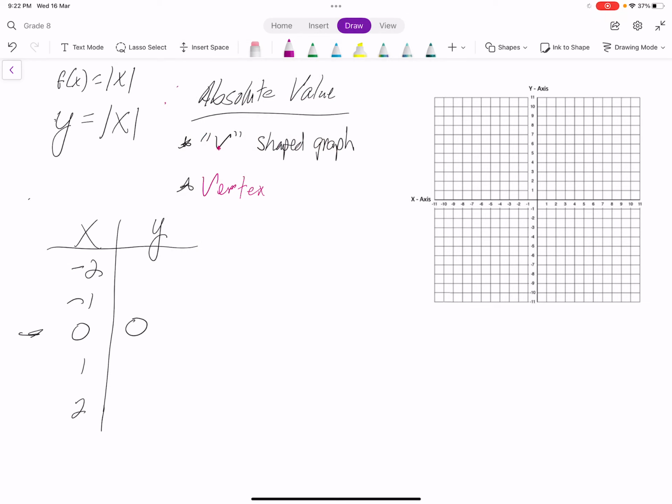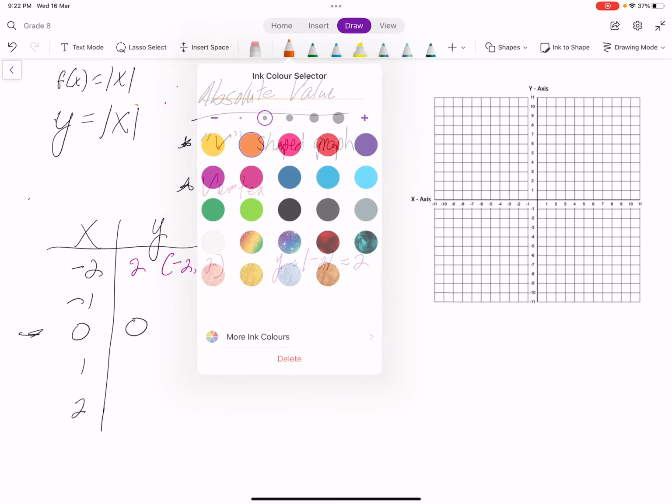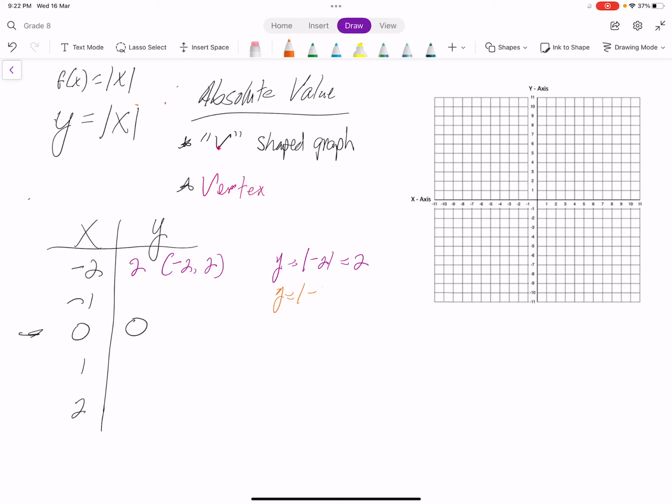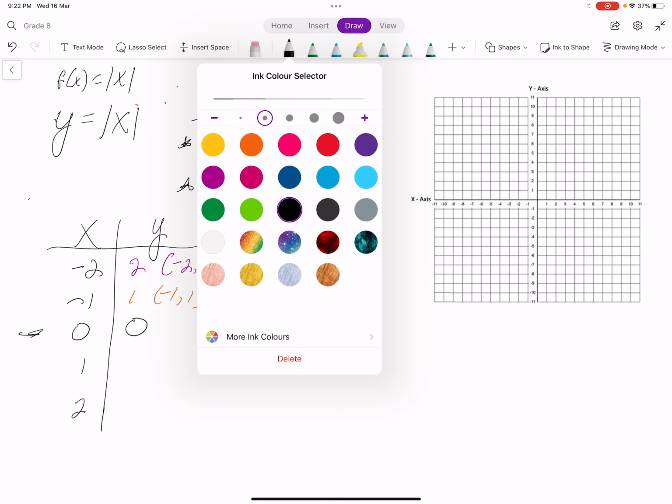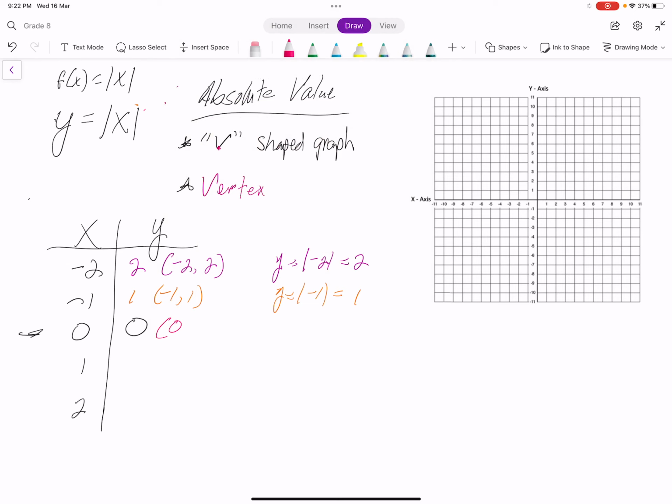Just like with the other one, we're going to plug it in. y is equal to the absolute value of negative 2, which is equal to positive 2, which generates the ordered pair of negative 2, 2. Then we'll plug in x is equal to negative 1, absolute value of negative 1, which is positive 1. So now it gives us the ordered pair of negative 1, 1. This vertex, which I'll put in red, gives us the point 0, 0.